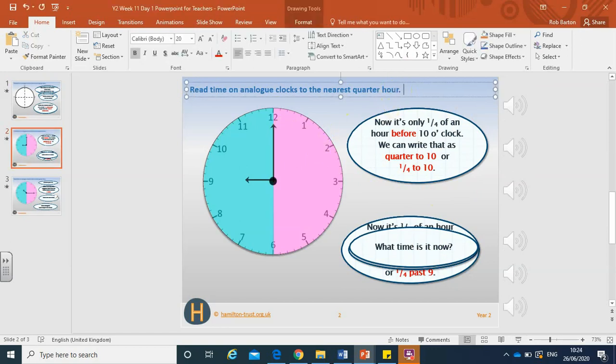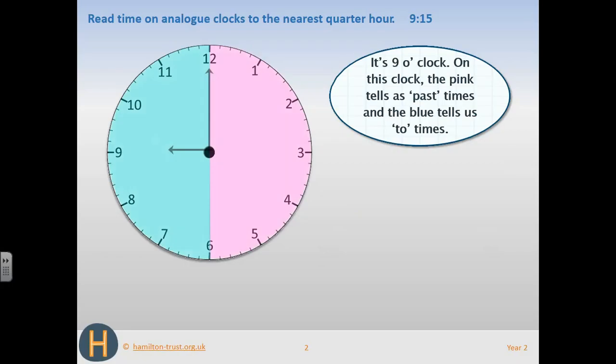Okay, 9.15, that's how you could write it. 9.15 as a digital time. So I'm happy if you use 9.15 or 9:05, 9:10, 9:15, 9:20, 9:25, 9:30. So you can count round in your 5s, no problem with that. Or if you wanted to, you could do it the other way.